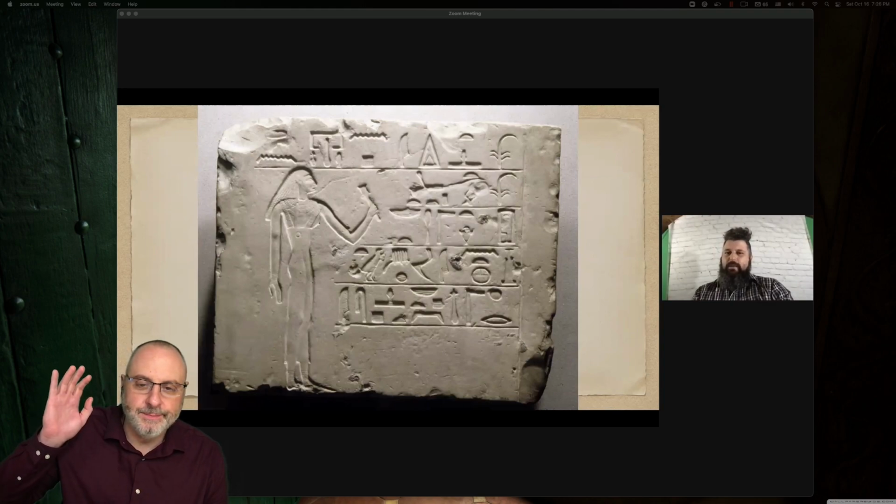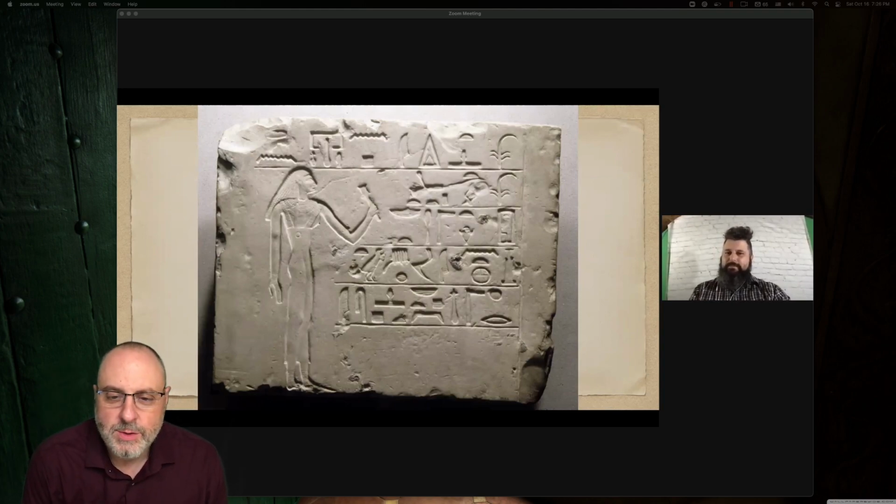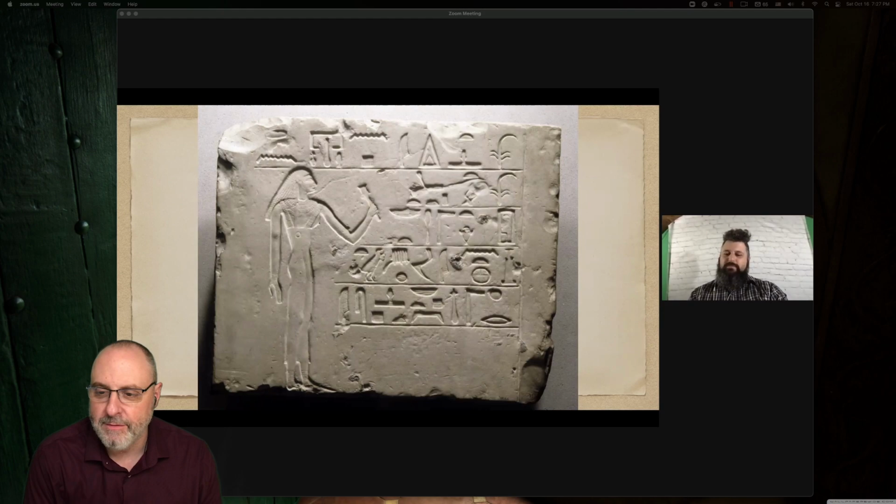I have a question. Yeah. What usually is the relationship between the text and the image? I notice each one of these has a big dude in the middle of it. Which one is the dude? Is the dude the one on whose behalf the gift is being given, or is it the one to whom the gift is being given?